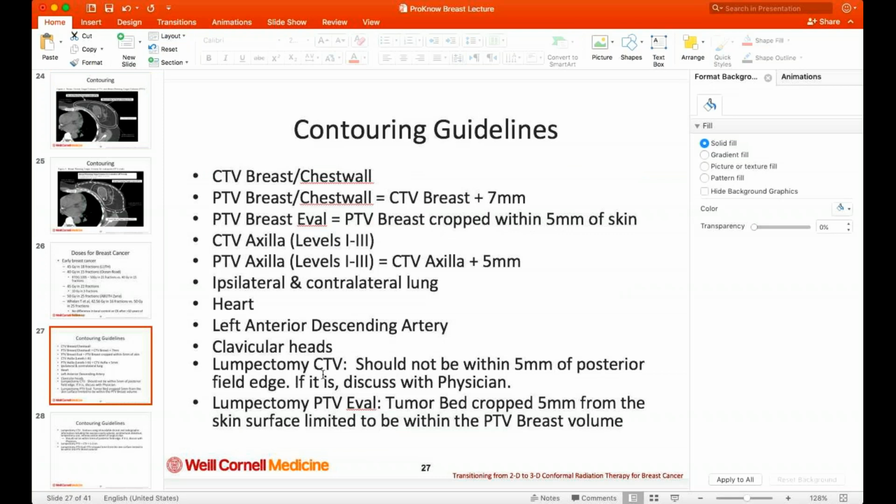And you want to make sure that your lumpectomy bed CTV is not within 5 millimeters of the posterior field edge, because then that can compromise the dose that it receives. And as I discussed, if you create a lumpectomy PTV eval, you crop it 5 millimeters from the skin surface. And you want to always make sure that the lumpectomy PTV is inside the breast or chest wall PTV.